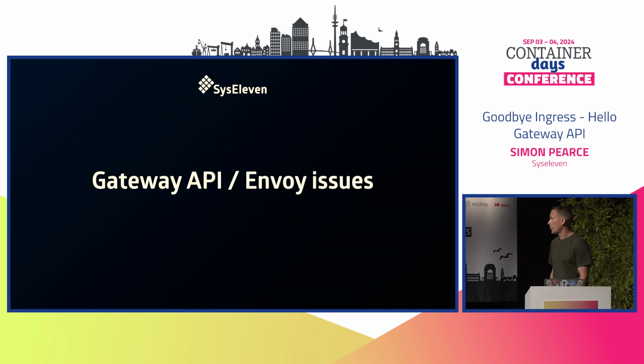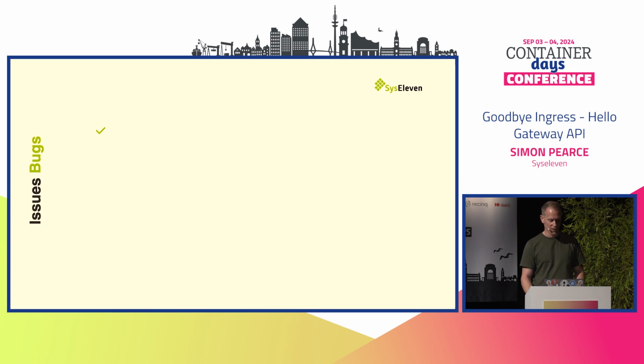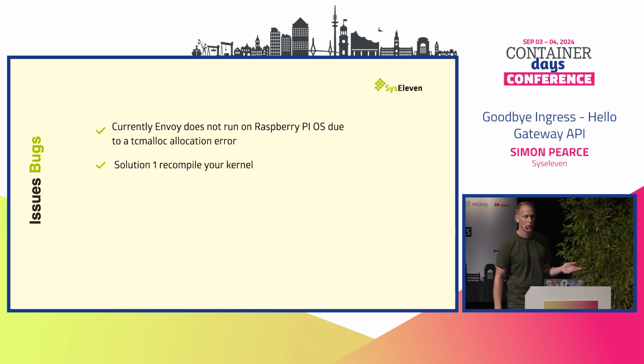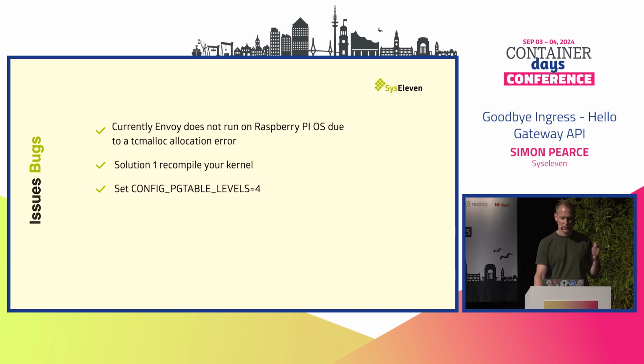So, some of the Gateway API Envoy issues I encountered while setting up my demo. Currently Envoy does not run on Raspberry Pi due to a tcmalloc allocation error. This could be easily fixed. Solution 1: recompile your kernel and change this setting if you want to. I actually tried this on a Raspberry Pi 5. It took about 20 minutes, so it was fairly quick. You need to change this setting, which you will find on Raspberry Pi only.